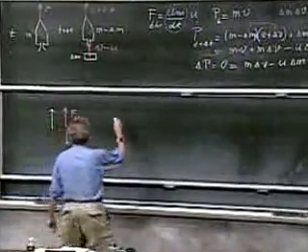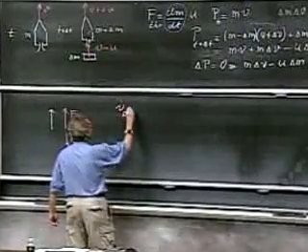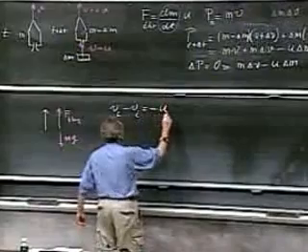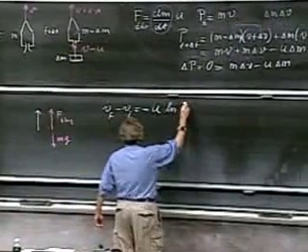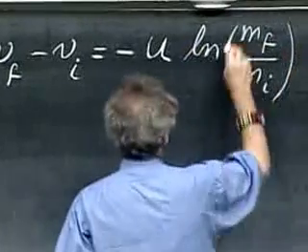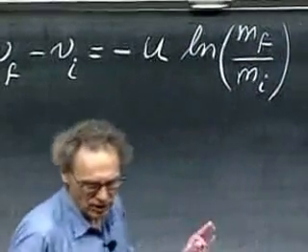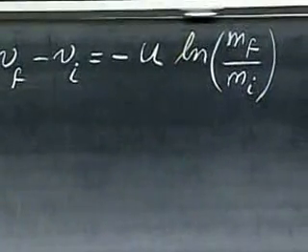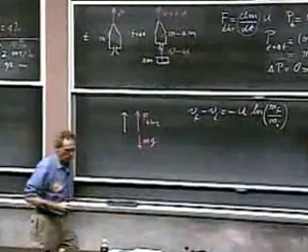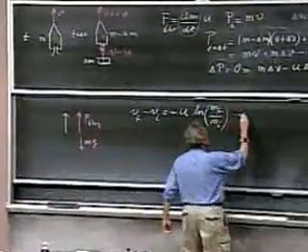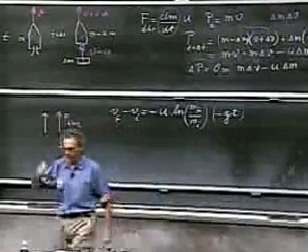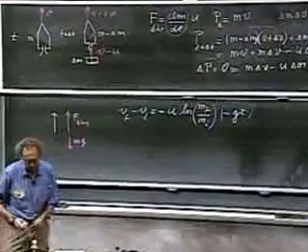And then you come up with a very famous equation: the final velocity of the rocket minus the initial velocity of the rocket equals minus u times the logarithm of the final mass of the rocket divided by the initial mass of the rocket. This is if there were no gravity at all. Just in case and only in case of a vertical launch from Earth, there is also a term minus gt. Only if you have a vertical launch from Earth.